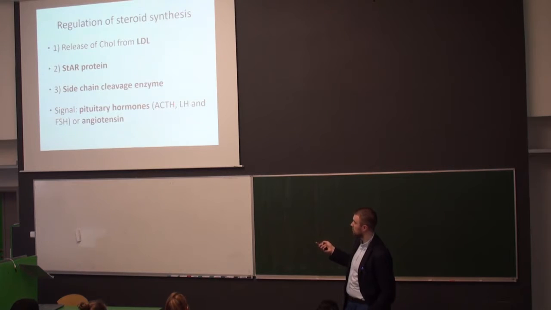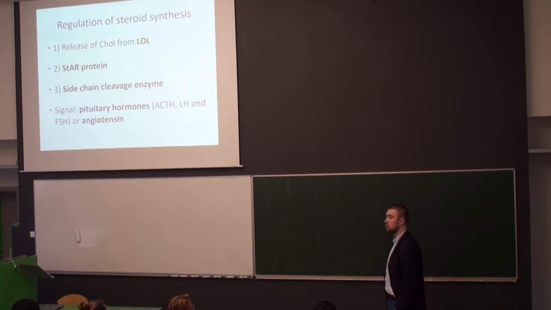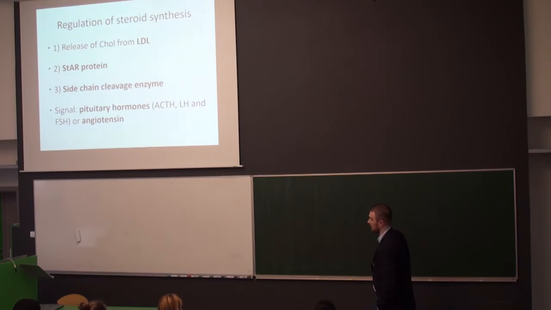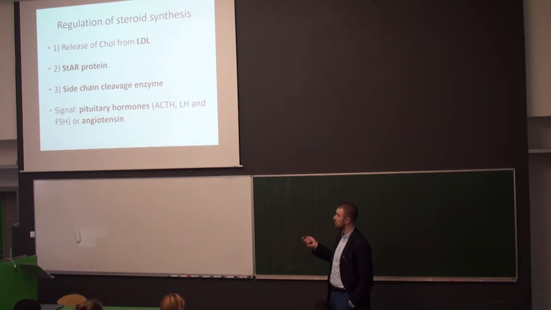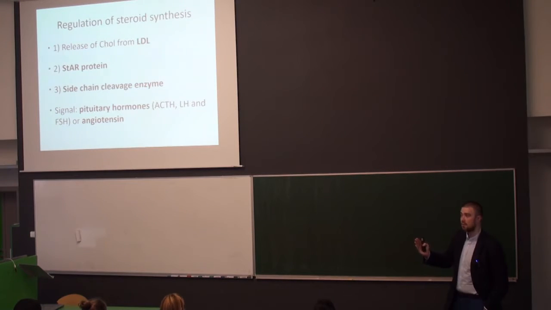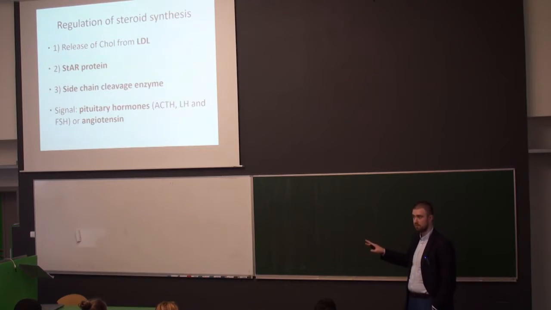Adrenocorticotropic hormone sends the signal for cortisol. Luteinizing hormone sends it for progesterone and for testosterone, and follicle-stimulating hormone sends it for estrogens. And then angiotensin. Angiotensin is the molecule that sends the signal for aldosterone production. But angiotensin is not produced in the pituitary gland. It has some complex metabolism, and it is part of the axis called renin-angiotensin-aldosterone. About this axis you will learn later.